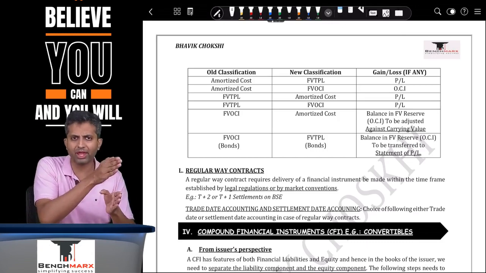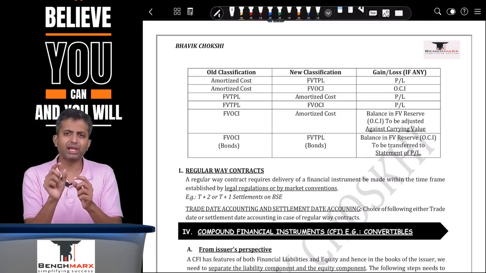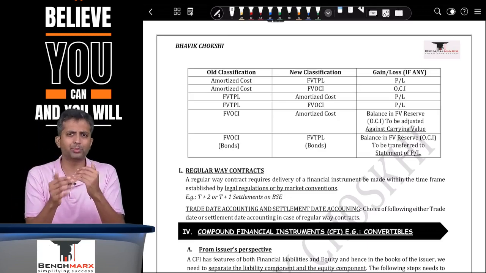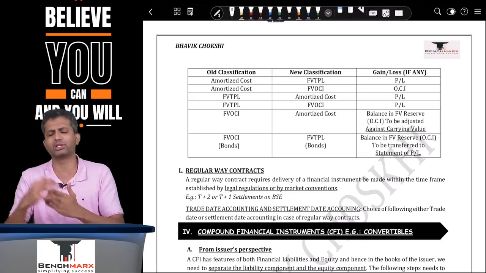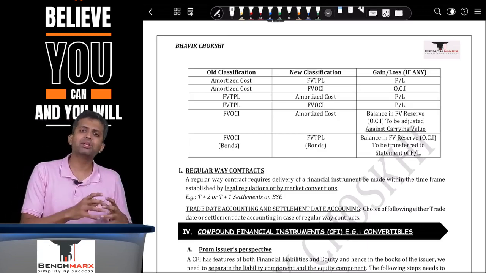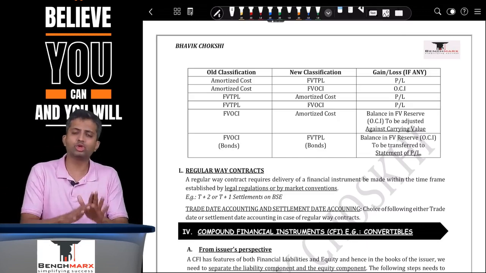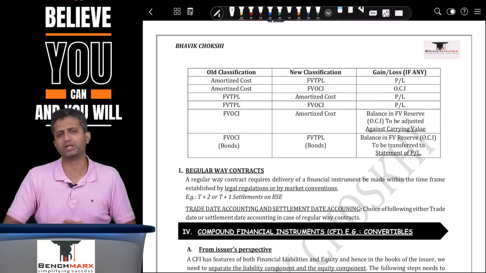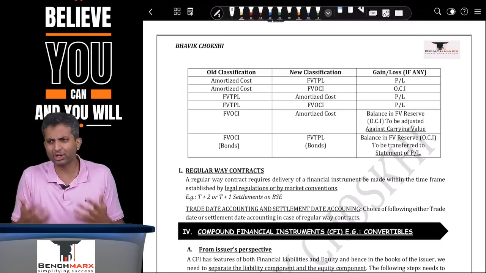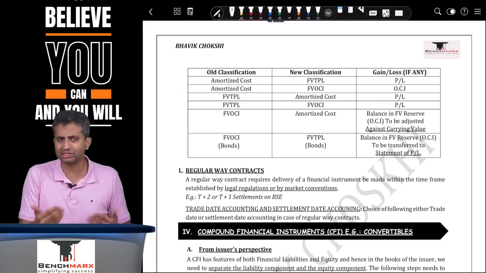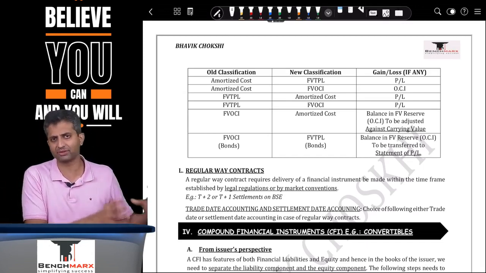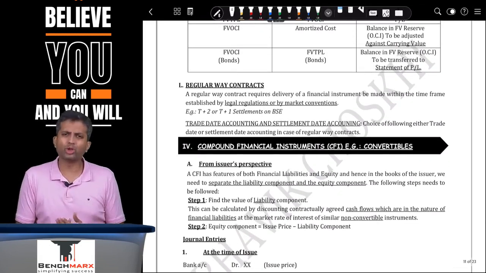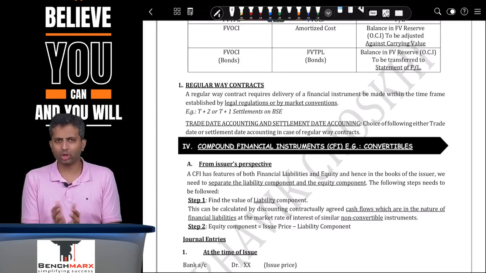If you are moving from FVOCI to amortized cost, then the balance in the fair value reserve is adjusted against the carrying value of the asset. So, the asset will appear at whatever is the carrying value plus or minus the fair value adjustment. And if it is going into FVTPL, then you will continue to show the asset at fair value. However, the balance in the fair value reserve will now be transferred to the profit and loss account. Because reclassification can only happen in case of debt instruments, equity instruments classified as FVOCI cannot be reclassified in the future. Okay, now there is also special guidance on something called regular way contracts.